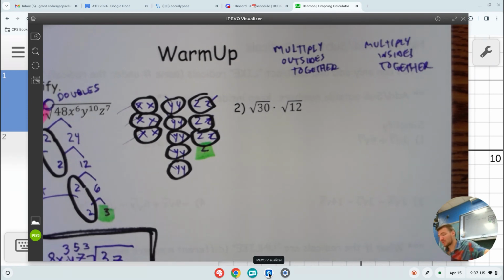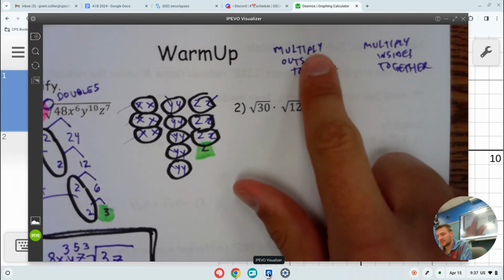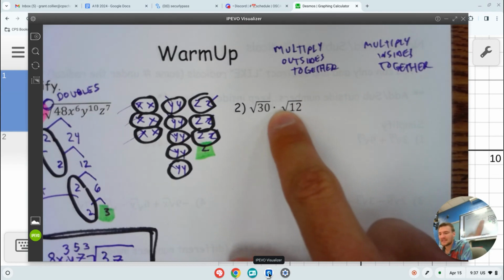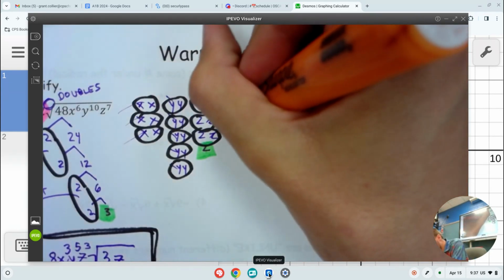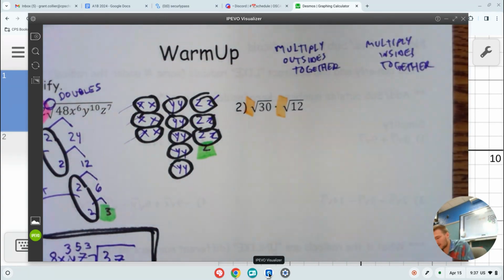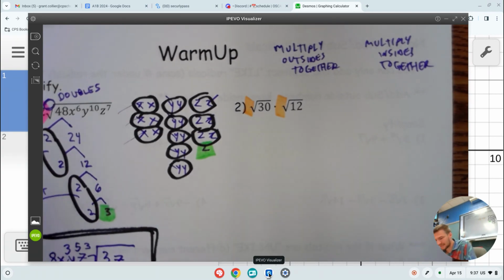Now, for question number 2, multiply outsides together, there's not really any outside numbers, right? If I look in front of this 30 or in front of this 12, there's not really any numbers there. And maybe we could put a 1, but the idea is don't ever have a 1 in any of these square root questions. You'll be okay. You don't need a 1. If you ever get a 1, you've done something wrong. You've done something too much. Okay, so let's leave them off.